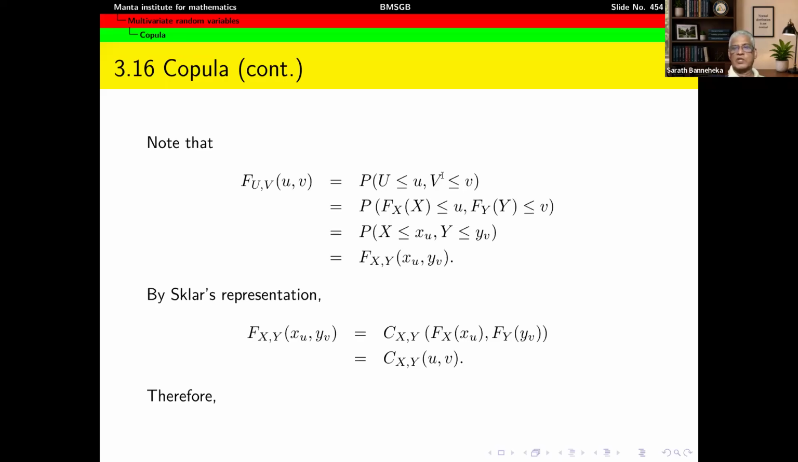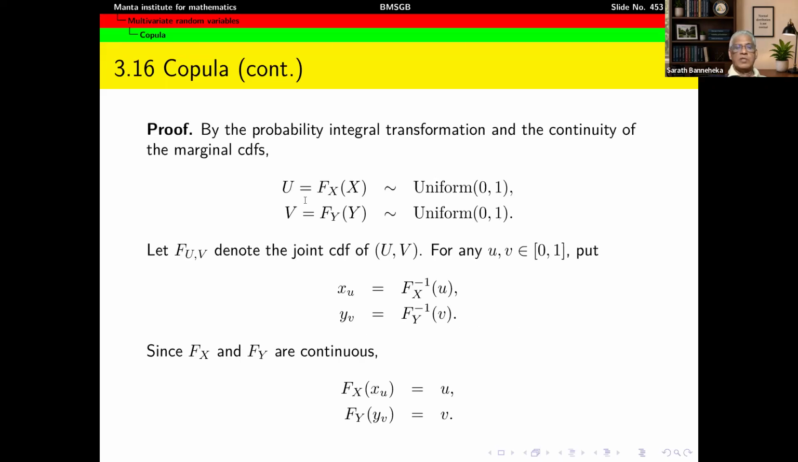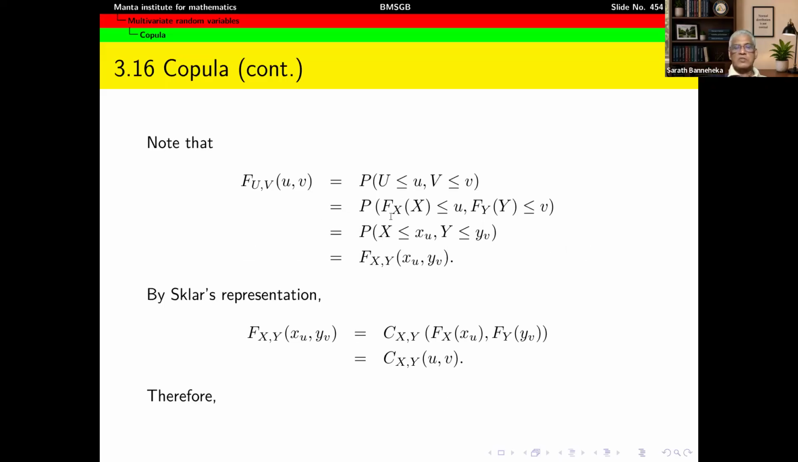Remember, these u and v are not independent uniforms. They are dependent because they came specially from this definition here, where x and y are dependent. So u is equal to F_X(x), therefore replacing u by F_X(x) and v by F_Y(y), you can write it down like this. And then this is the same as X less than or equal to F_X inverse(u), which is x_u, and Y less than or equal to F_Y inverse(v), which is y_v.